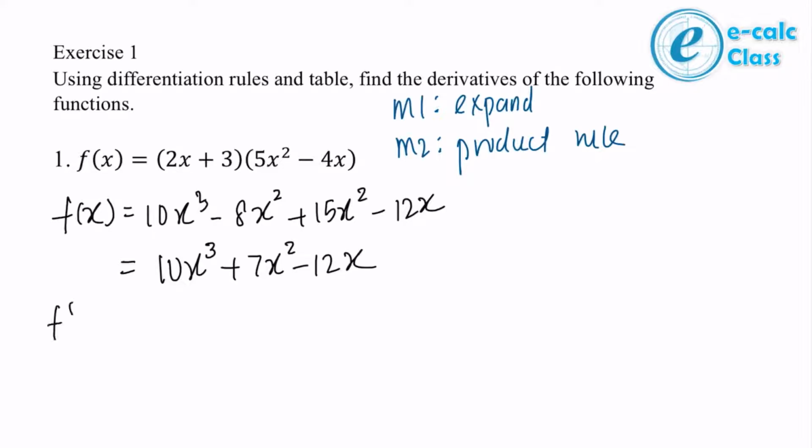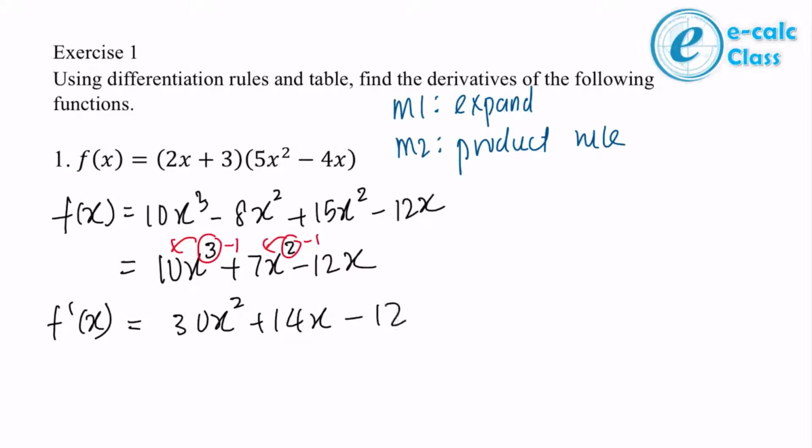Then now you can differentiate. Differentiate, like I said, bring down the power minus 1. 3 times 10 is 30. Bring down the power minus 1 is 14. 2 minus 1 is 1. Minus 12. X minus 1 is 1 minus 0. 1 minus 1 is 0. X power 0 is equal to 1. So this is the answer. Just bring down the power minus 1. This is your power rule.